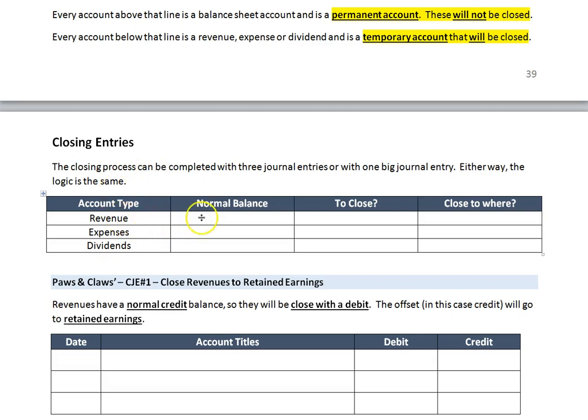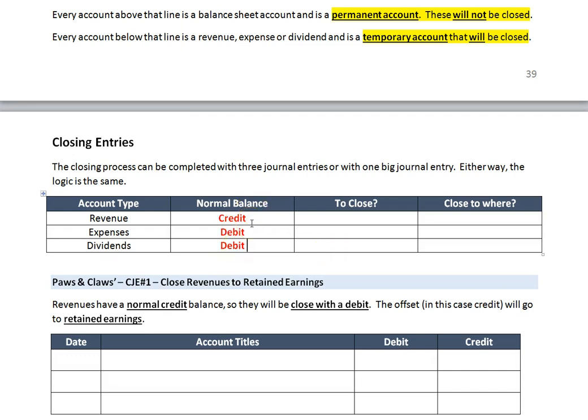Alright, closing entries. We're going to have to think, what's the normal balance of a revenue? Revenue, we should know this by now, has a normal credit balance. Word is acting up, so the normal balances got moved down here. That's what happened. So these are the normal balances.